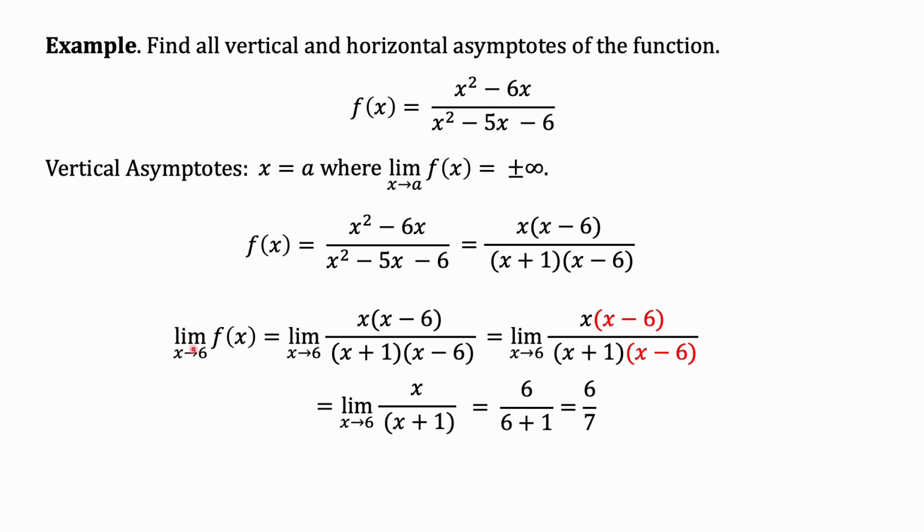So as we take the limit of our function as x approaches 6, we get an actual number, and we do not get a plus or minus infinity. So this point is not going to correspond to a vertical asymptote. Actually, x equals 6 is going to be a hole in this graph.